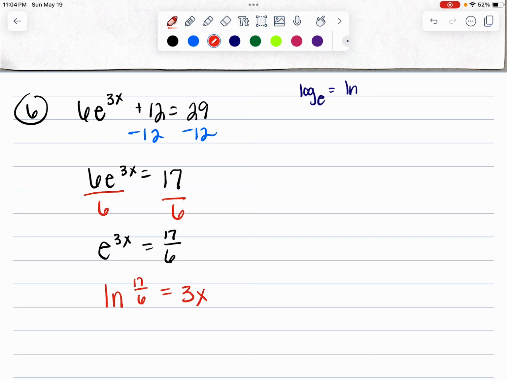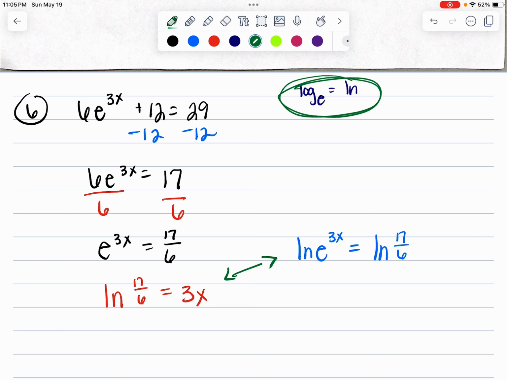Another option would be just doing the natural log of both sides. So if I did the natural log of e to the 3x, that equals the natural log of 17 over 6. It's late, I'm doing this quickly. So you could do it that way also. These are 2 different methods to do the same problem. The one on the left is just using that same property we did in number 1 and 2, rearranging it because we know that this is a thing, or you could just take the natural log of both sides. Regardless, you're going to end up with 3x equals the natural log of 17 over 6.